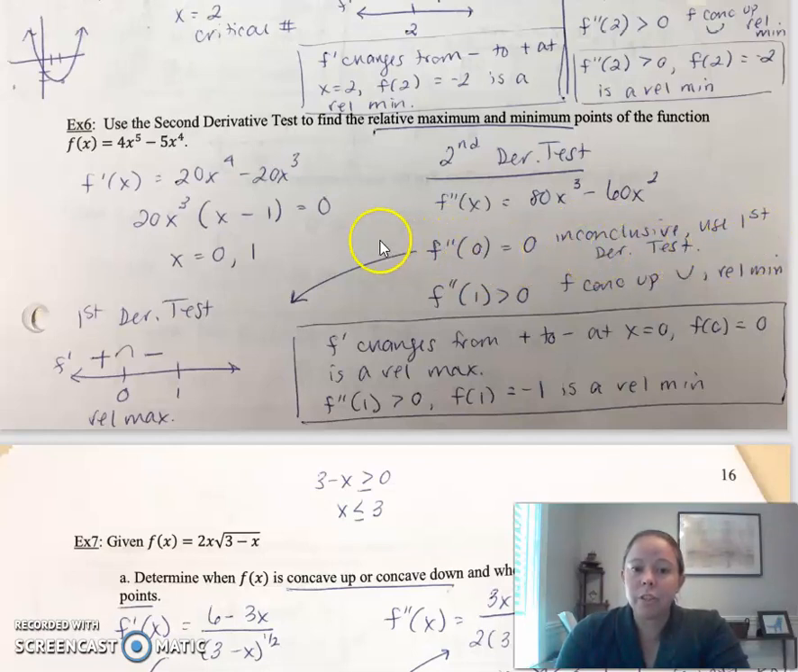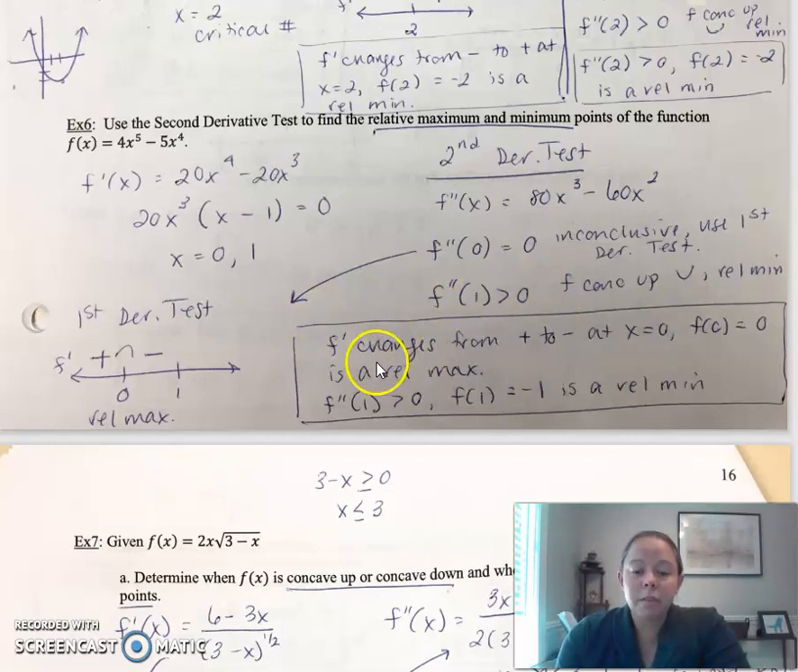So that's what I've done over here. I created a number line, put the critical numbers, and I just have to test around 0. And I notice, oh yeah, you actually do have a relative max there. But when you plug 1 into your double derivative, you get a positive number, meaning you're concave up. And if it's concave up, it must be a relative min.